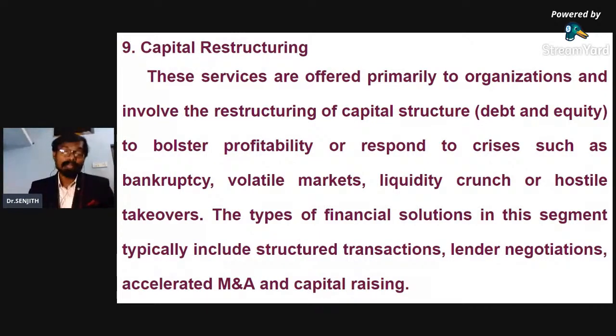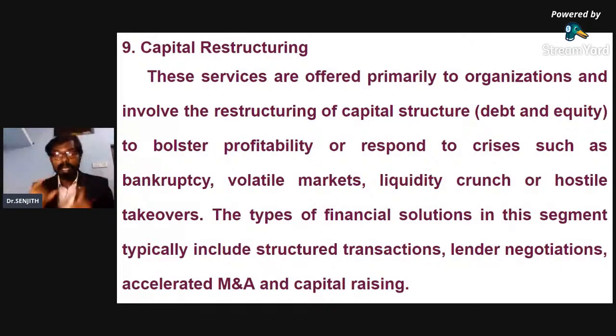The types of financial solutions in this segment typically include structured transactions, lender negotiations, accelerated merger and acquisition, and capital raising. Right. So we have, what about this particular capital restructuring?